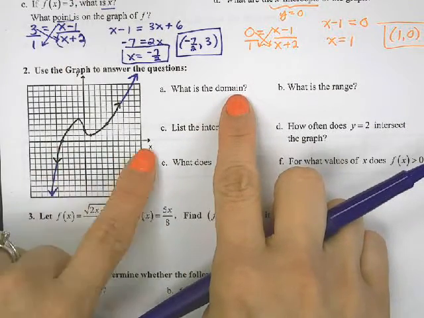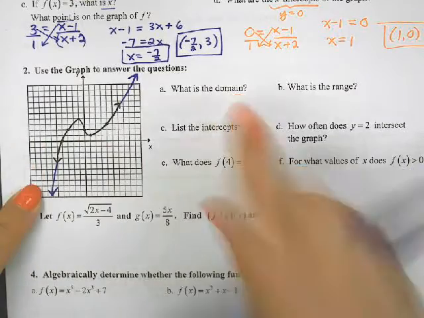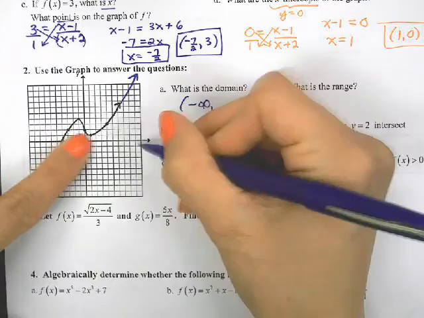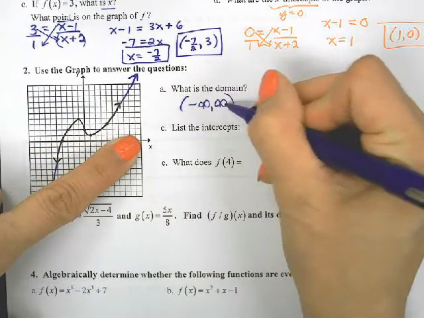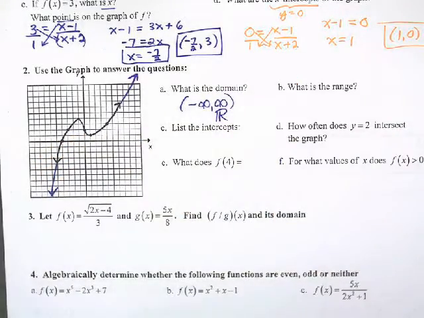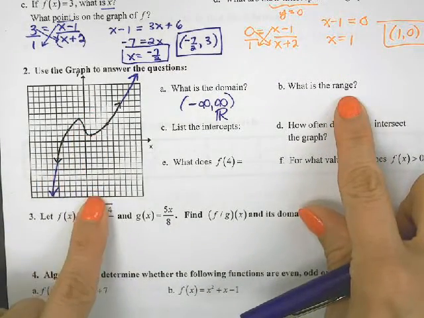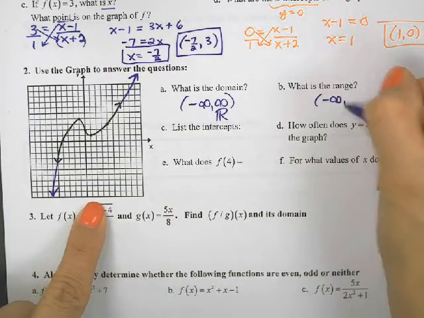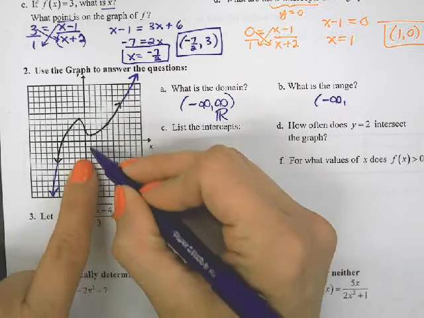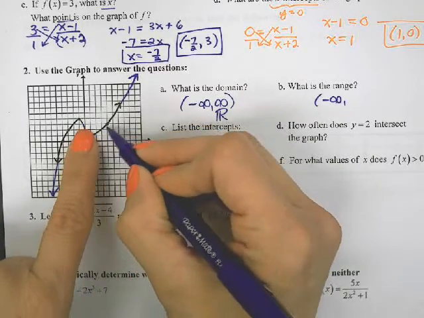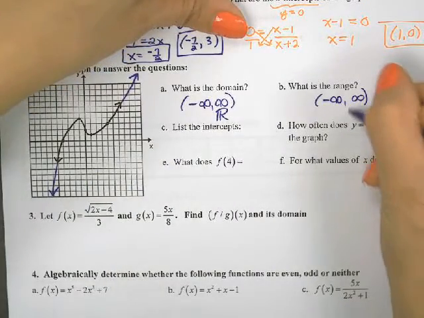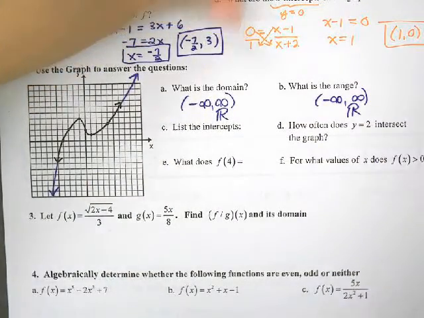What is the domain? The smallest x value is going to be -infinity. The graph goes and goes and goes all the way to +infinity. If you don't like to write that, you can write all reals. Range, smallest y value is -infinity. The graph goes down, down, down. The graph definitely uses all the negatives. Definitely uses all the positives, even though it goes up and down. Again, all reals or double bar R.